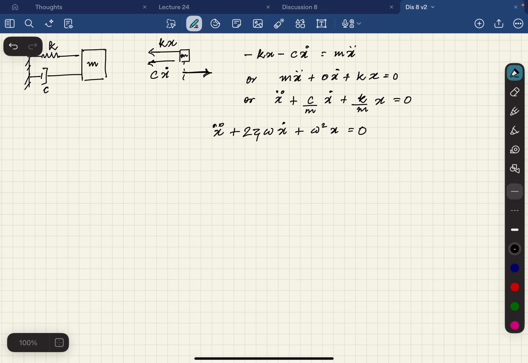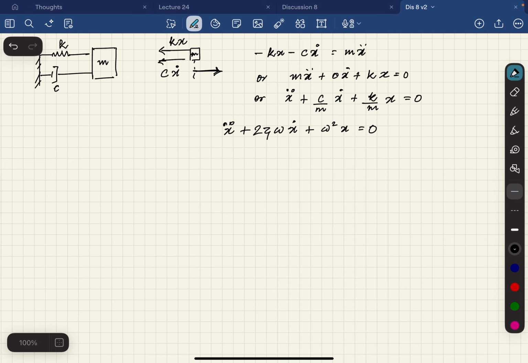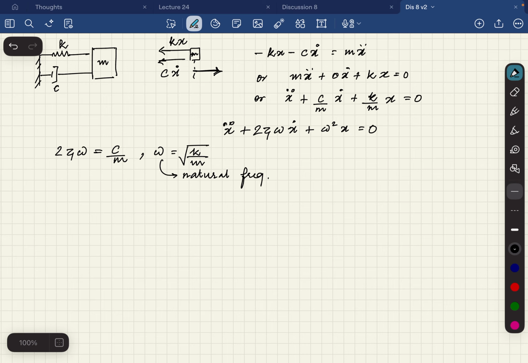So when we compare this, we find out that 2 zeta omega is c over m and omega is root over k by m, where omega is the natural frequency of the system. Natural frequency as in, if there would have been no damper, then the system once disturbed would have kept oscillating with this frequency.